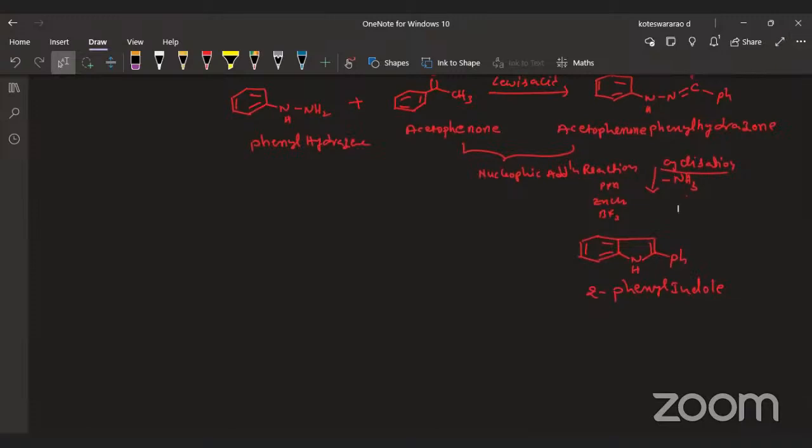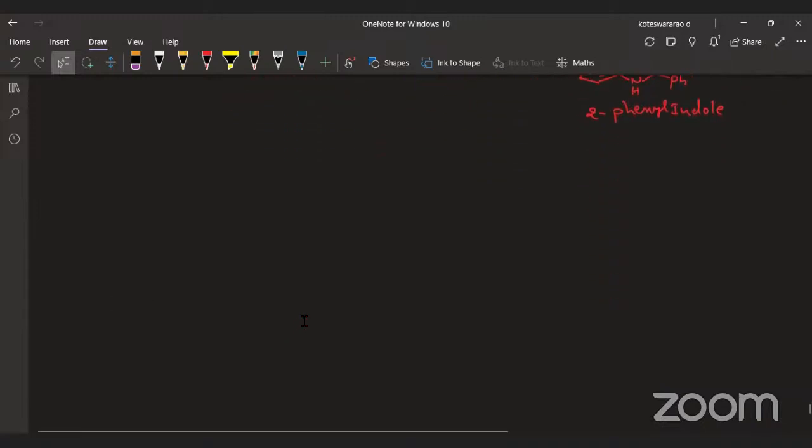Then what is the mechanism involved in this? The mechanism is very important for exam purposes.